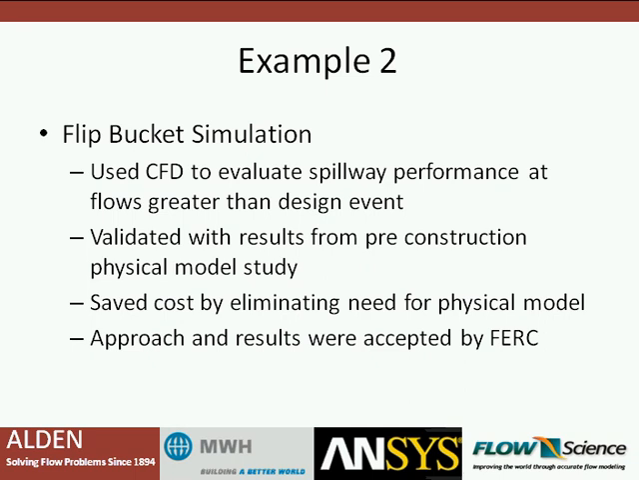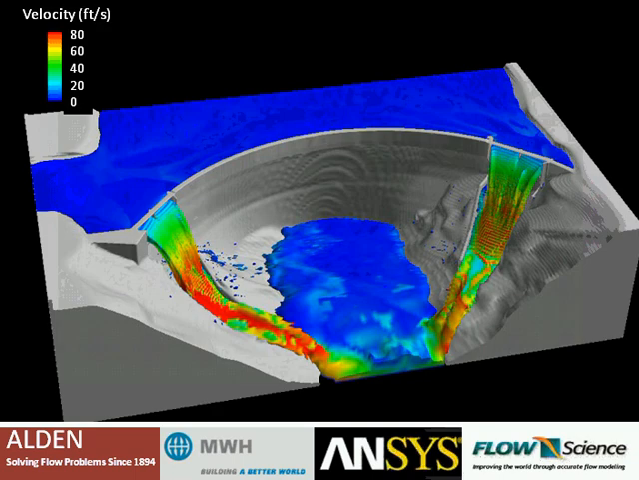Second example that I'm going to show you of a potential application that we had is an evaluation of a flip bucket spillway. And the idea here was to see how the spillways are going to perform under greater than design flow conditions. So this is what the model looks like overall. There's two spillways, one on either side of the dam. And what the client was interested in is how these spillways are going to perform when the flow exceeds the design flow.